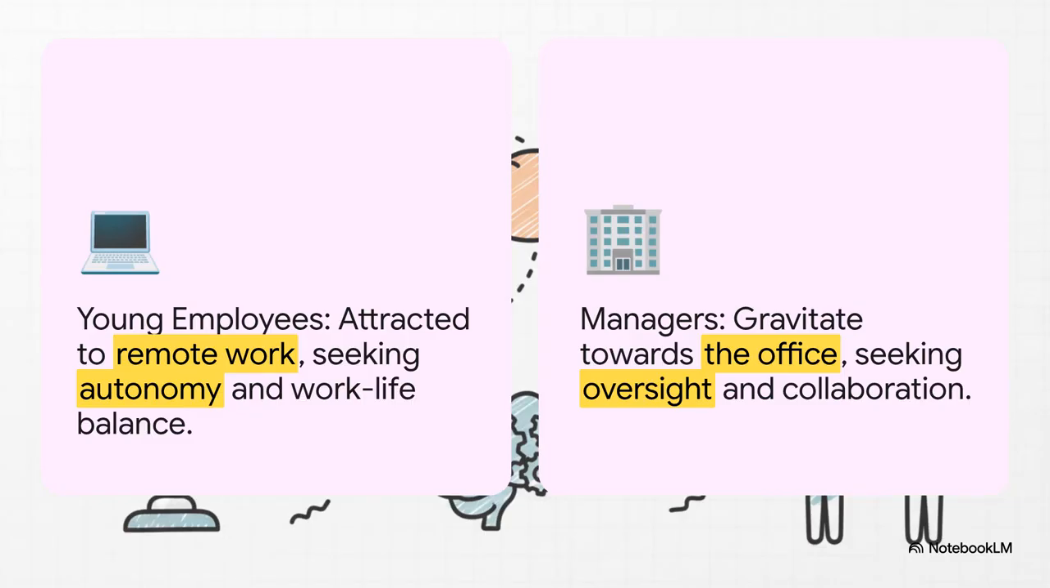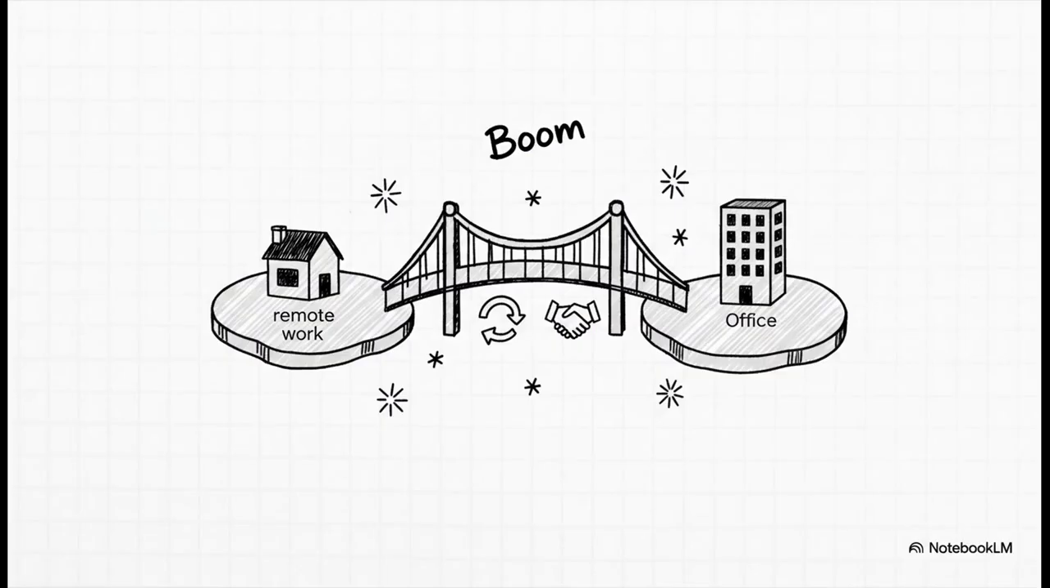Okay, watch how easily this just snaps into place. We could say something like, young employees are more attracted to remote work as they tend to seek autonomy and work-life balance. However, managers often gravitate towards the office, which gives them a sense of oversight and face-to-face collaboration. See that? It just flows. And to bring it all home, we find the common ground. Honestly, I think there are exceptions. Both sides can find common ground in hybrid working models that offer both flexibility and connection. And boom, just like that, a complete balanced argument in seconds.